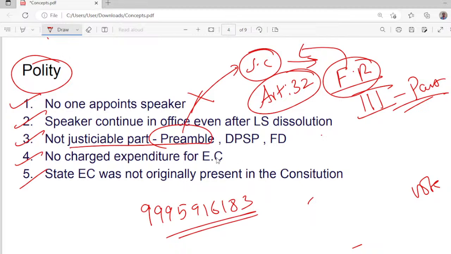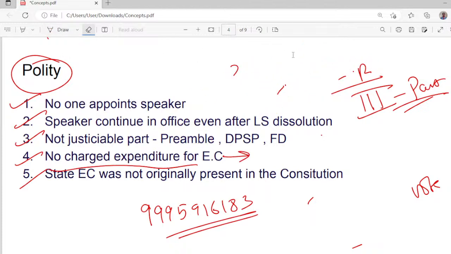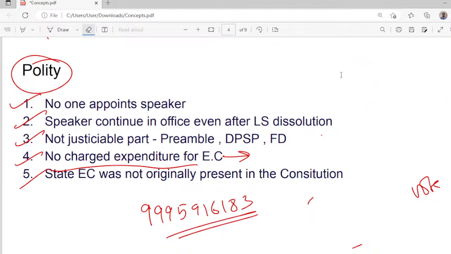Now, no charged expenditure. This is actually current affairs. The beauty of polity is you can live it. Once you study it, it is not boring. For example, today evening the Supreme Court gave a verdict on Maharashtra, where there was a toppling of government. Uddhav Thackeray was the chief minister, and later Eknath Shinde became chief minister. That transition was not smooth.